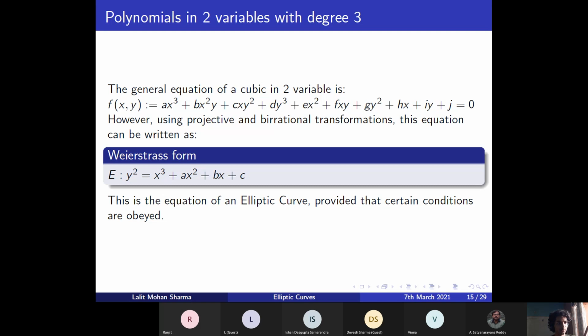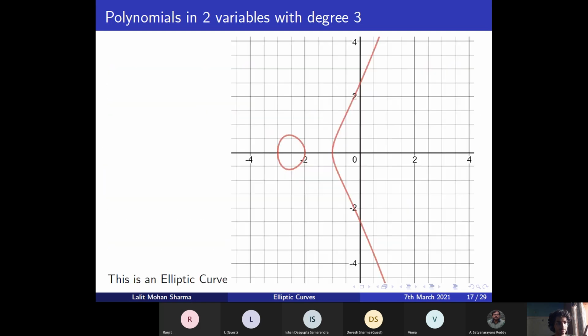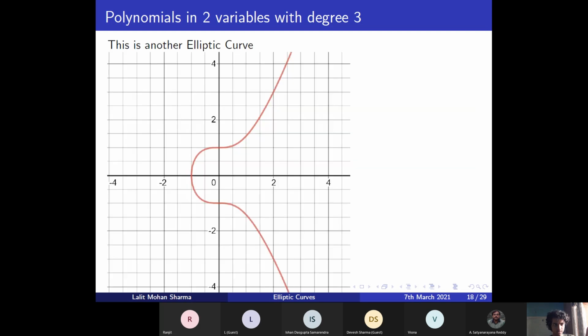One more thing that you probably would have noticed is the intersection that the elliptic curve has with the x-axis. So here there are 3 intersection points, and here there is only one intersection point. Can it have 2 intersection points?